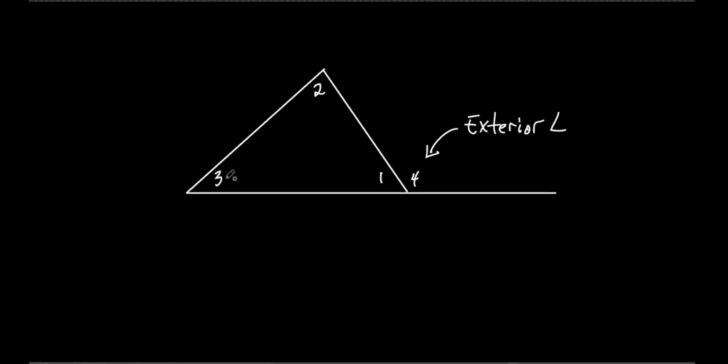So 2 and 3 are what to angle 4? They're far away, right? They're remote. And they're interior. So what do we call them? The remote interior angles. Remote interior angles. So angle 2 is a remote interior angle, and angle 3 is a remote interior angle. Not angle 1. Why not angle 1? Because it's right next to angle 4, okay? Everybody with me?